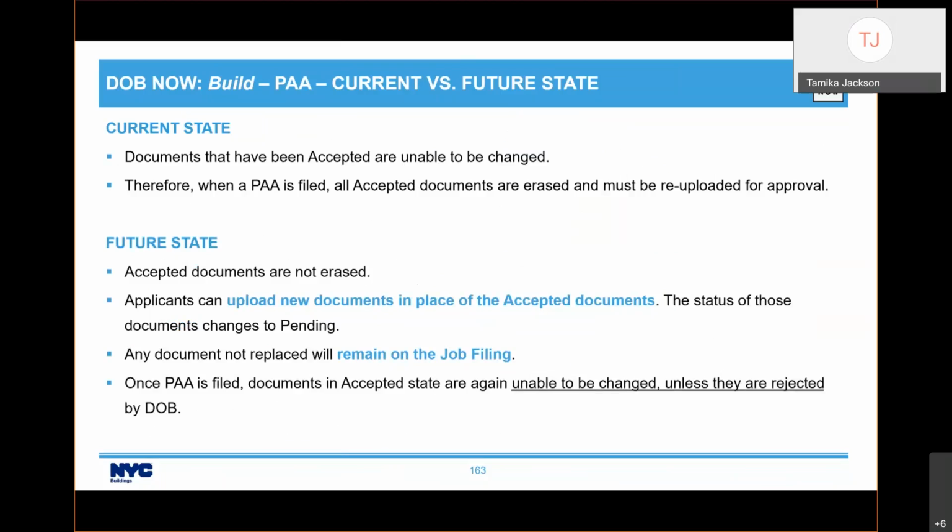Once the PAA is filed and the documents are in accepted state, they will be unable to be changed unless they're being rejected by DOB. So I know that was probably inconvenient before where you had to replace all the documents, but now once you submit the documents and you're not changing it, it will remain on the job filing. You won't have to change it. You just change the ones that you need to, and then once reviewed, it would go back to accepted.